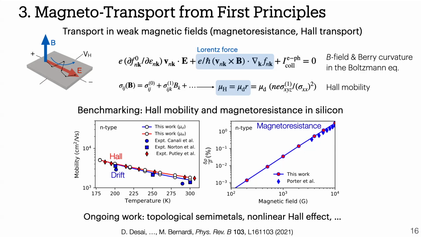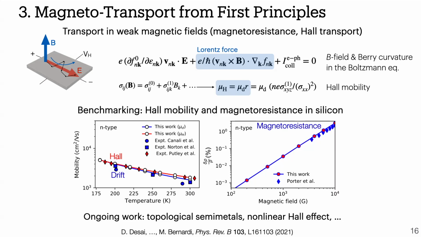So that for the longitudinal direction, for example, XX, if the electric field points along X, you can model the change in resistance. But you can also access the Hall components, so the off-diagonal ones, and using those, you can model the Hall mobility. And so here, these are calculations that we've shown in this paper for silicon. And you can see that this method can predict both the mobility and the magnetoresistance in doped silicon in very nice agreement with experiments.